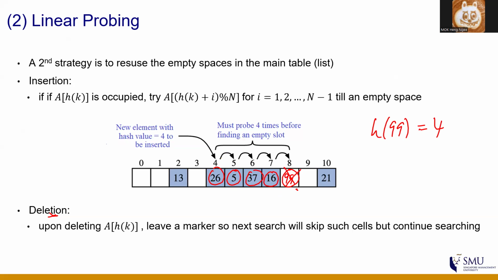I cannot just replace the value with none. I have to leave a special marker. Just think about what will happen if you delete 99 and put a value none at position 8. There could have been another insert after you have inserted 99, and these values' hash codes could have mapped to something in front. When 99 got deleted, let's say there's an empty gap here, because 99 got deleted. And there is a new search for this value. There will be a problem.